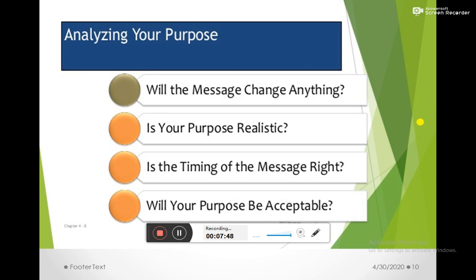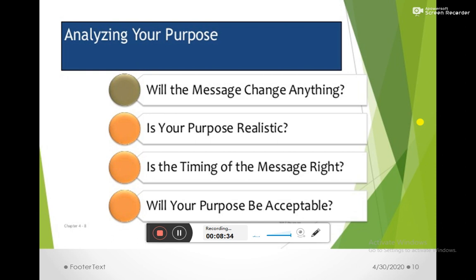Complaining about things you have no influence over is a good example of a message that probably shouldn't be sent. You should also ask the second question: is your purpose realistic? Recognizing whether a goal is realistic is an important part of having good business sense. For example, if you request a raise while the company is struggling, you might send a message that you are not tuned into the situation around you.